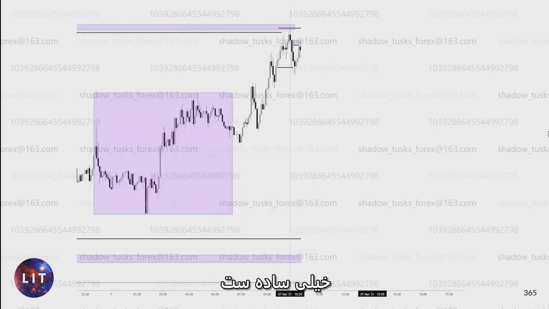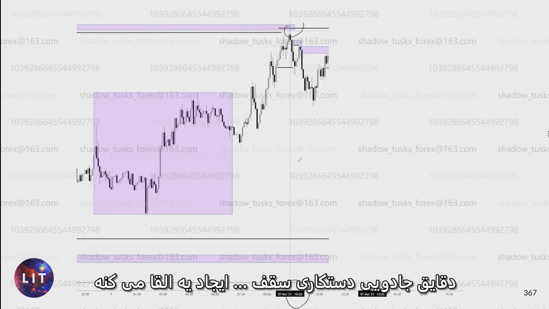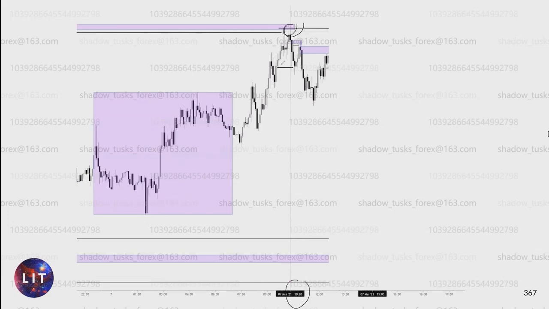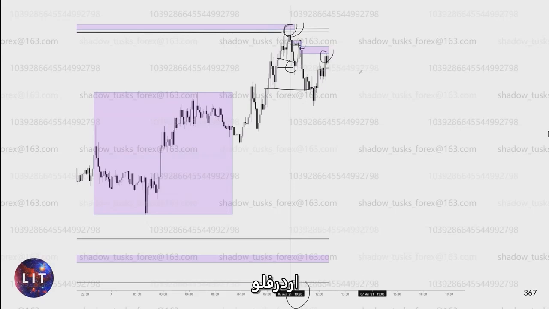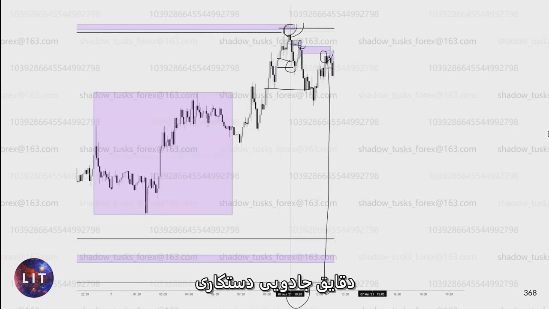Another one. Right? Easy stuff. I think we also had that one. Again, what do we have? Magic manipulation minutes of the high makes an inducement. Internal break of structures, mitigating the inducement. Now final internal break of structures in here. Order flow. And again, what does then happen? 12:30, magic manipulation minutes. Right, it's always the same stuff.